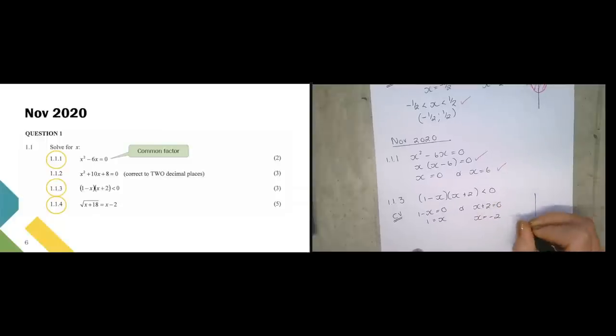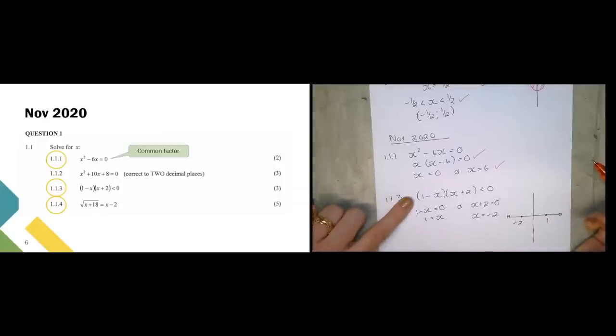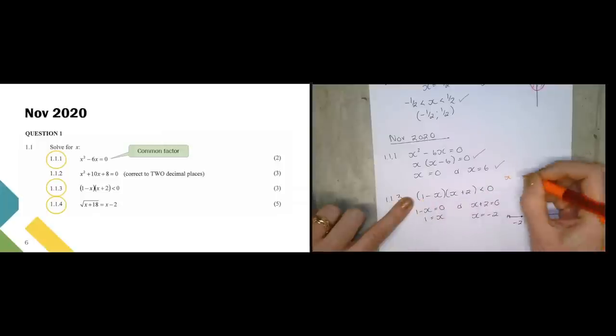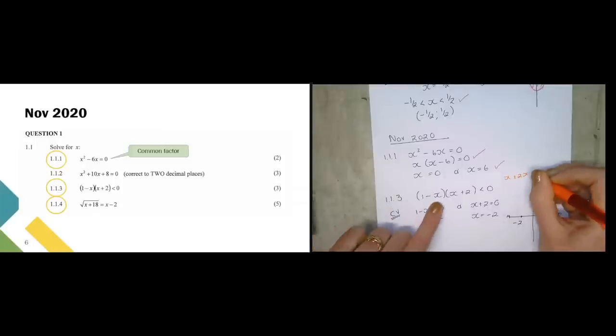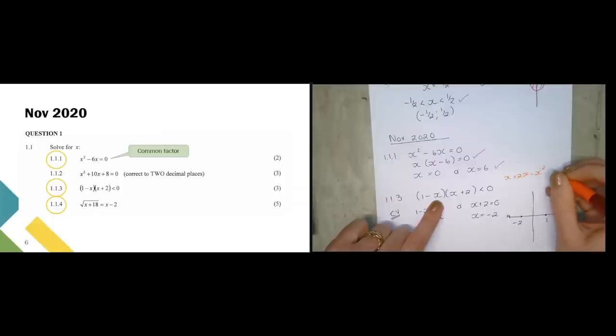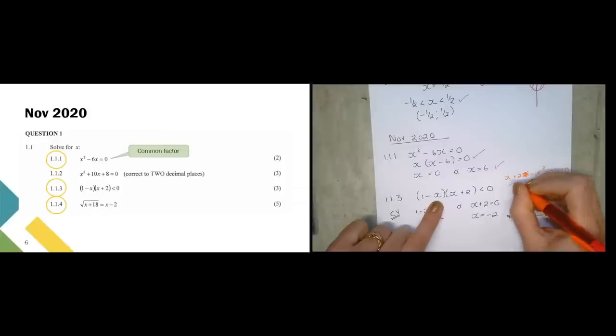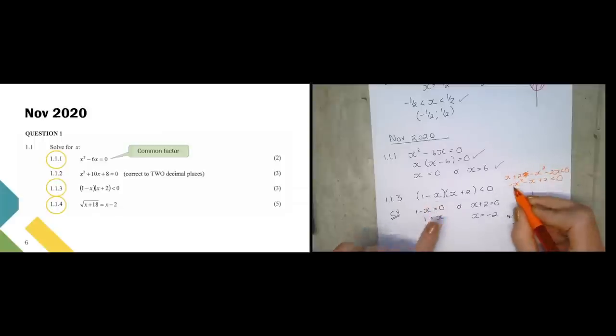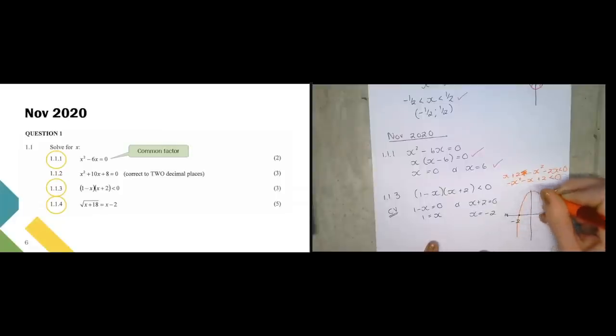So if I want to do the visual representation of this parabola, I know the intercepts are at 1 and at negative 2. But I need to determine which way my parabola goes. So I can multiply out the brackets to see what the original equation was. 1 times x is x. 1 times 2 is 2. If I continue multiplying out, I get negative x squared minus 2x. Sorry, that was supposed to be a 2, smaller than 0. If I then add up my like terms, I get negative x squared minus x plus 2 smaller than 0. And I can see this is supposed to be a sad parabola. So it runs like that.